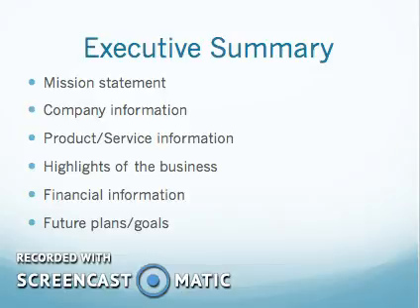Financial information, so this includes current support from investors and banks. You can also include if you're seeking more financial capital. Last, the future plans or goals. That's where you're going to forecast where you would like to see the business go in the future.